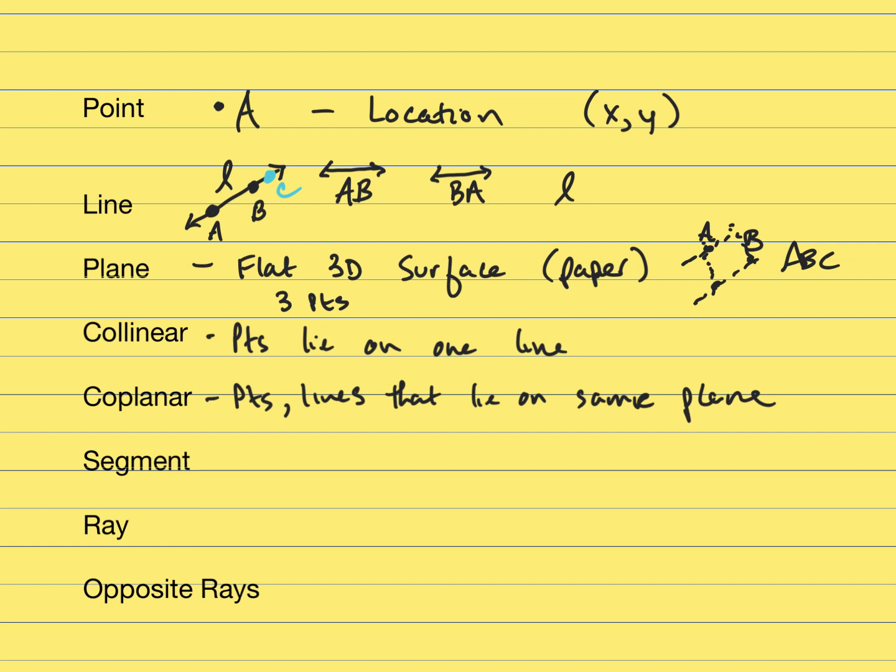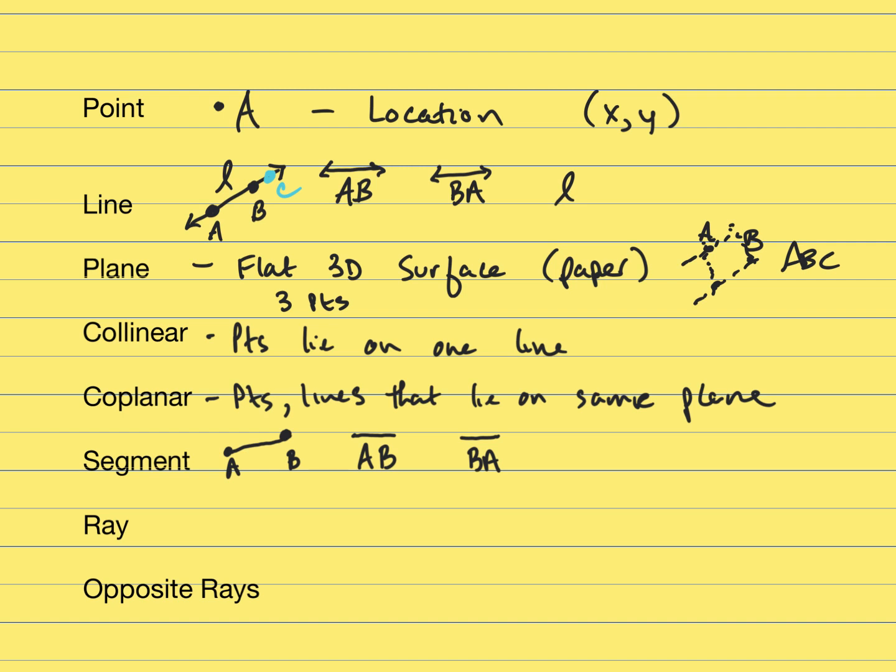Now, a segment kind of resembles a line, but instead of going on forever in either direction, it has a start and end point. I'll go A, B again. Typically how we write this is we put AB with the line above it, but we don't have the arrows because it doesn't go on forever. A is an endpoint, B is an endpoint. Of course, this could also be written as BA. So a segment is just a piece of a line, but it has endpoints.